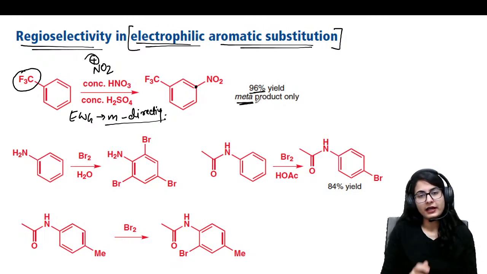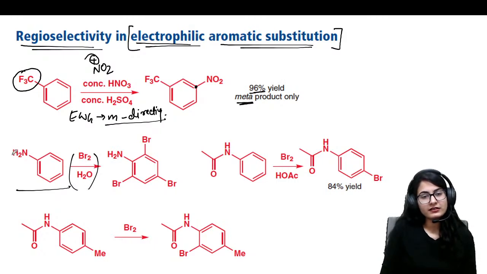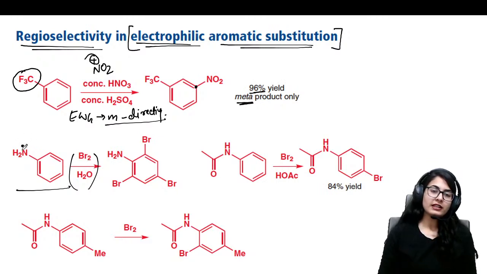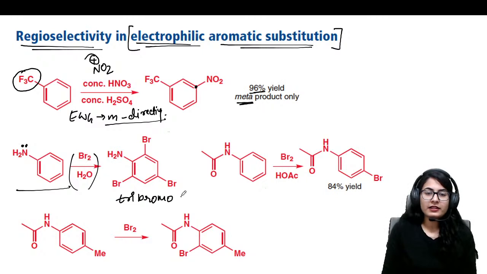No ortho, no para. Similarly, if you are taking aniline, we have discussed this also, that in aniline, if you are doing bromination in the presence of bromine water, since nitrogen is very electron rich, very electron donating, it's going to make this ring very electron rich, and what will happen? Tribromination. You will get a tribromoaniline product.